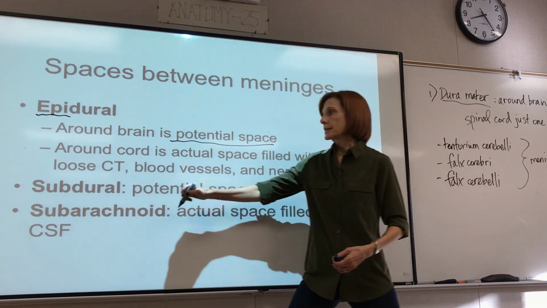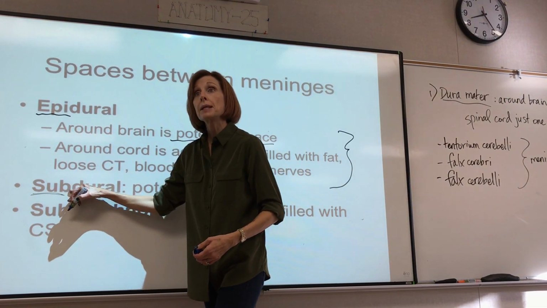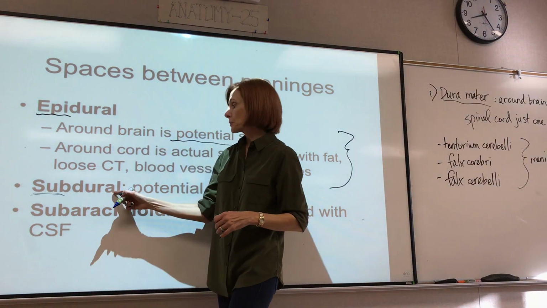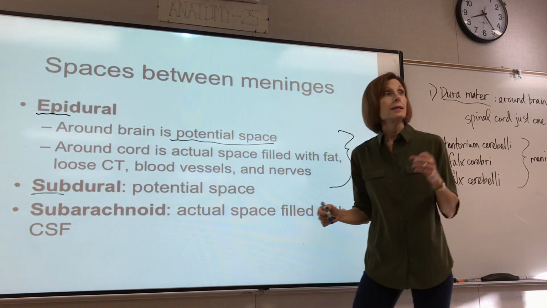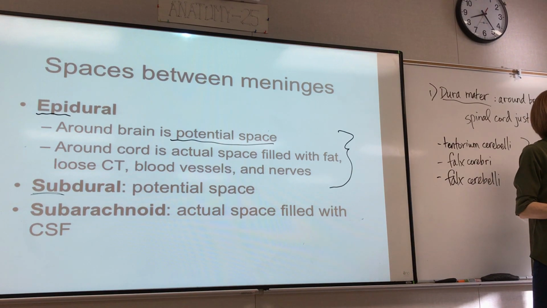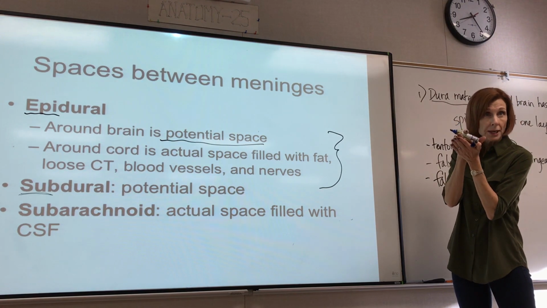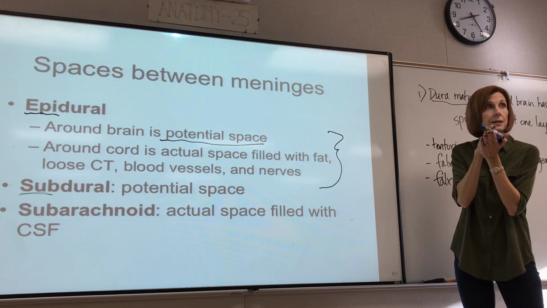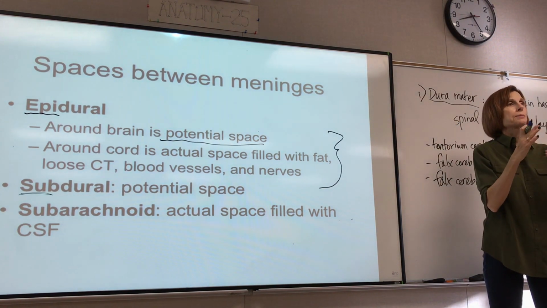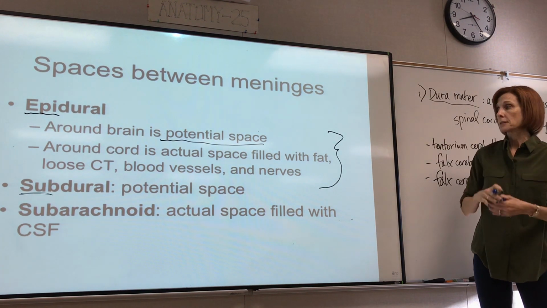Okay, subdural. Again, notice that the name tells you where it's at. Sub means deep to. So this is deep to the dura mater. This is another potential space around the brain and the spinal cord. Okay, because normally the dura mater and the arachnoid are normally right up against each other. But again, if there's bleeding or some kind of fluid that collects there, it can become an actual space.